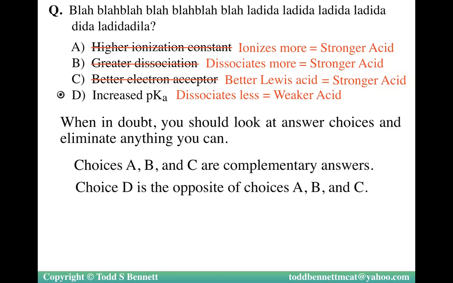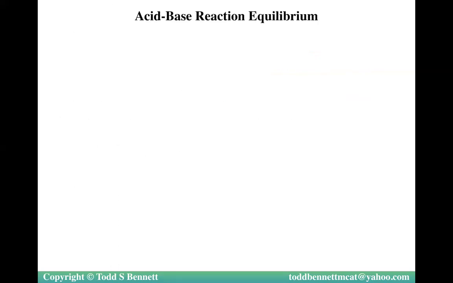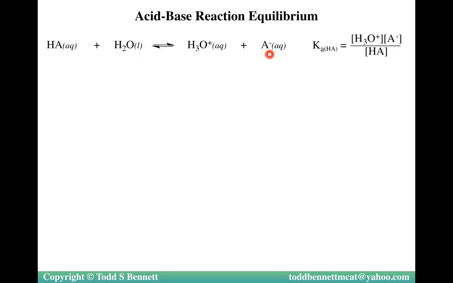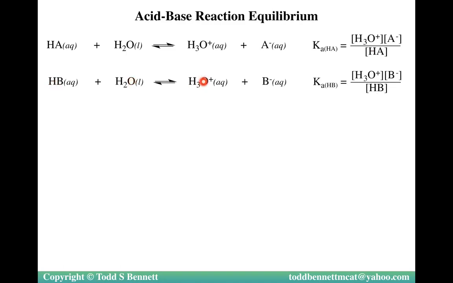Okay, so how are we going to apply it in this class? Not everything is going to be done in water, so I'm going to take advantage of what I know in water and then twist it a little bit. So we did HA plus water going to H3O plus and A minus to give me a Ka of H3O plus times A minus over HA, ignoring the water. If it was an acid like HB, it'd be the same story. HB plus water goes to H3O plus and B minus, so I get the same thing. Numerator is H3O plus times the conjugate base divided by the remaining acid. So this is Ka for HA, this is Ka for HB.